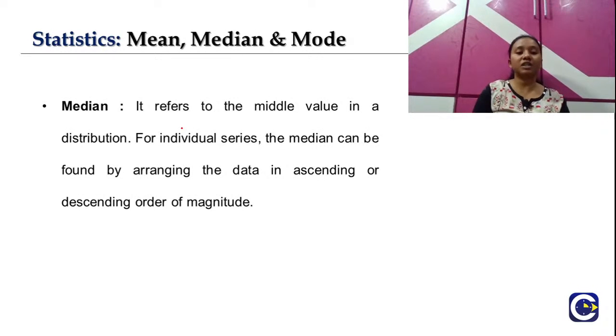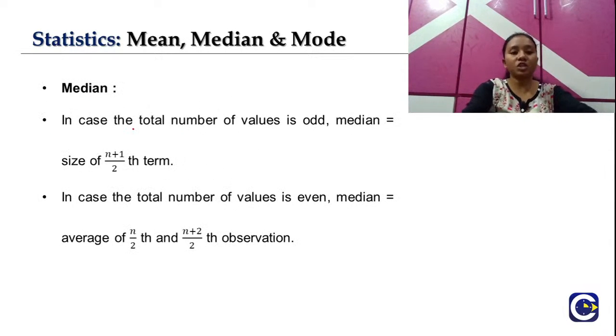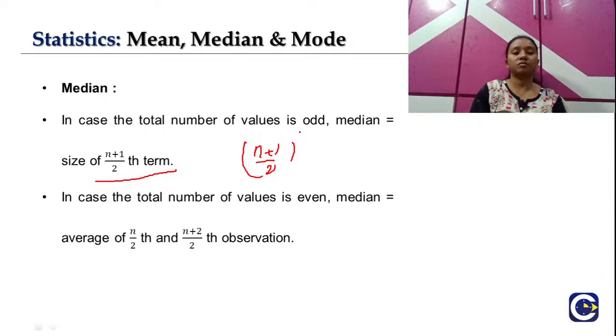We can easily find the median by arranging the data either in ascending order or in descending order of magnitude. The first thing we have to remember while finding the median of any given distribution is to arrange the data in ascending or descending order if it's an individual series. If the total number of values is odd, then the middle term is the (n plus 1) by 2th term.